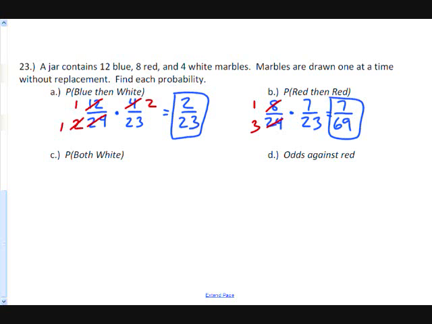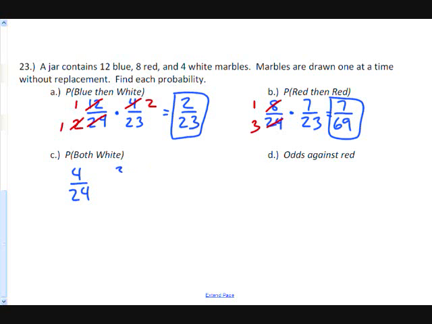Looking at part C essentially is the same thing. It's just another way we can word a problem like this, except we're looking at the white marbles this time. But if I want both to be white, well, it's 4 out of 24 for the first white marble. I assume that I pull one of those white marbles out. I don't put it back because it's without replacement. But this essentially means the same thing. It means white and then a white.